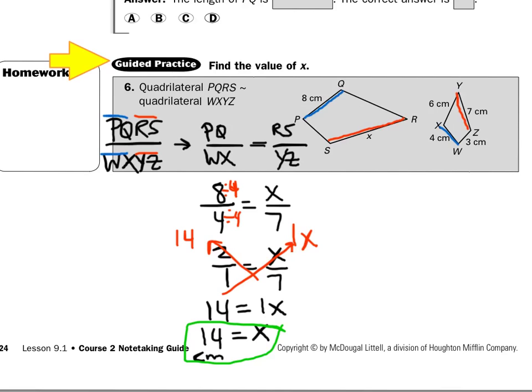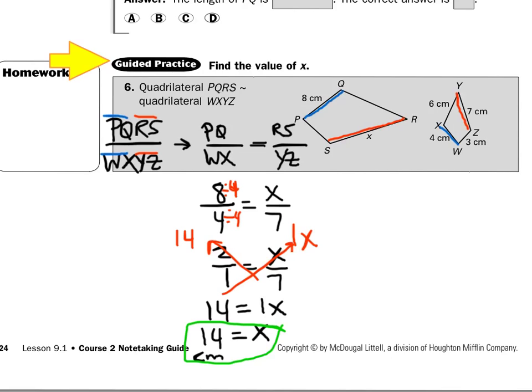All right, and now take a look at the guided practice. They want us to find X. And so right here, the X, I made it red, okay? So they want us to find from S to R. So notice how they gave us PQRS first. So I put that on top. WXYZ I put on the bottom. And then I went from P to Q over W to X. That's got to equal R to S over YZ.